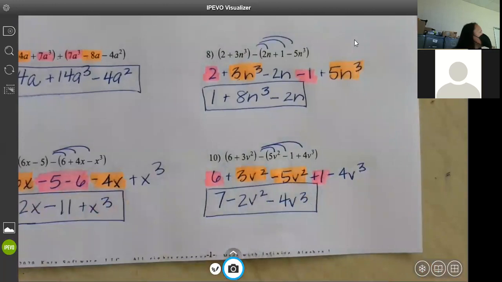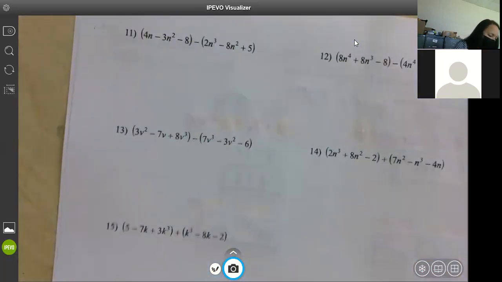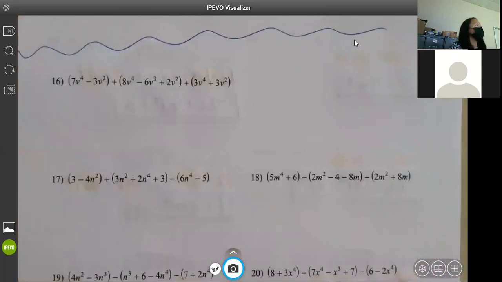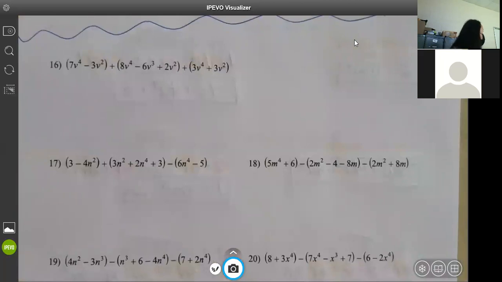Any questions on the front page? It's pretty simple. Everybody good? All right, so we're going to drop down to number 16. The tops are just like, so 11 through 15 is just like the front. So I'm going to skip those for a little bit. So go down to number 16.